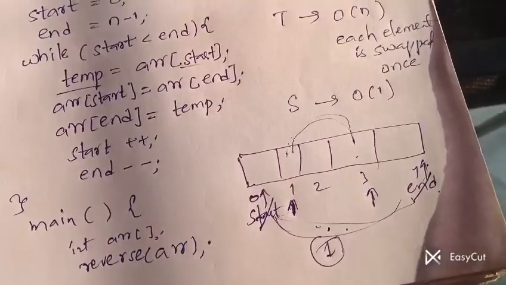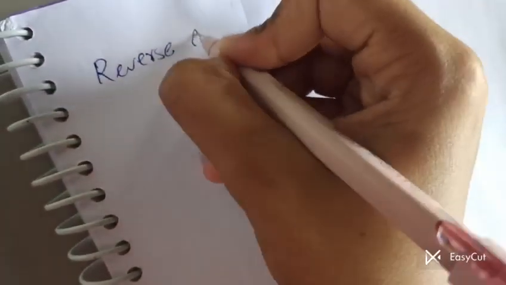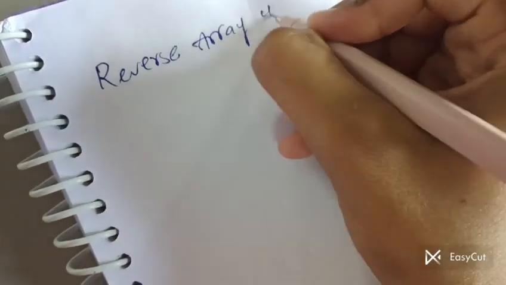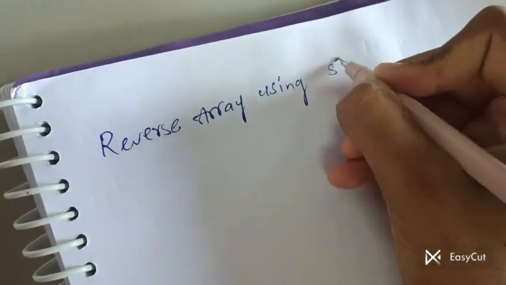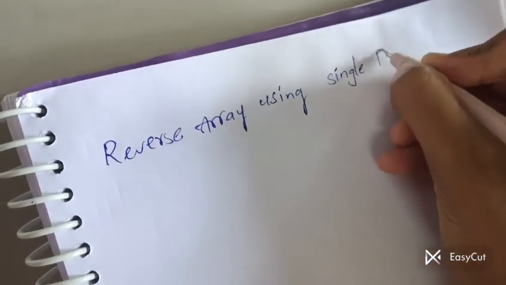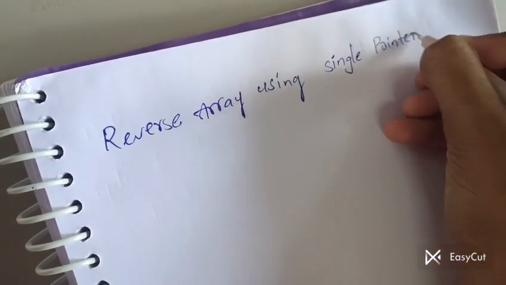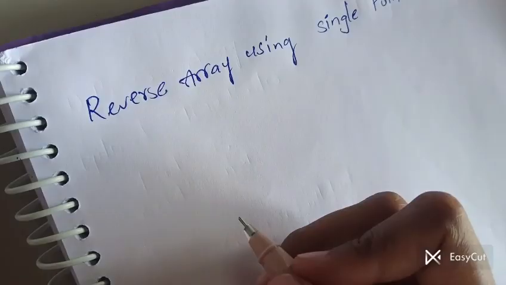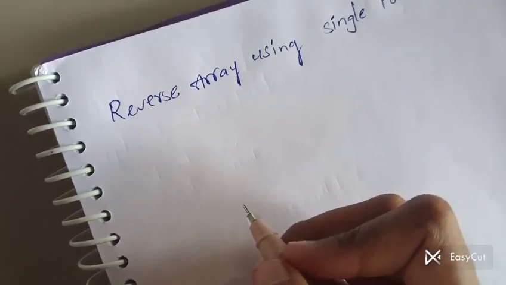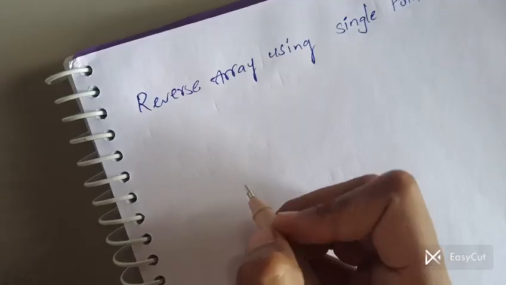In that case we are going to use recursion. Now, reversing the array using a single pointer. Just now we had seen the case where we are using two pointers, that is start and end. Now we are going to use a single pointer.